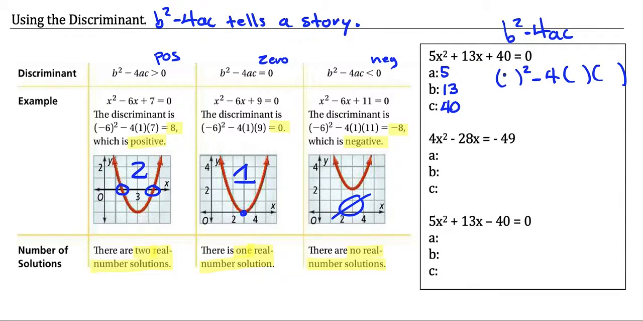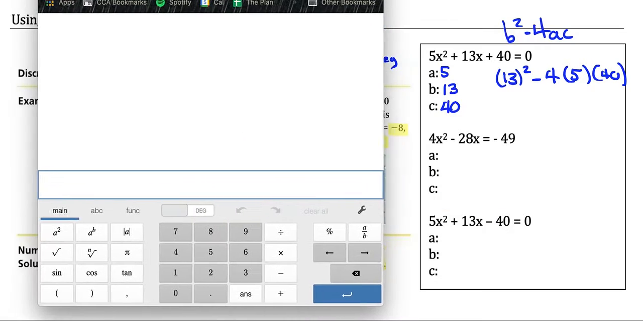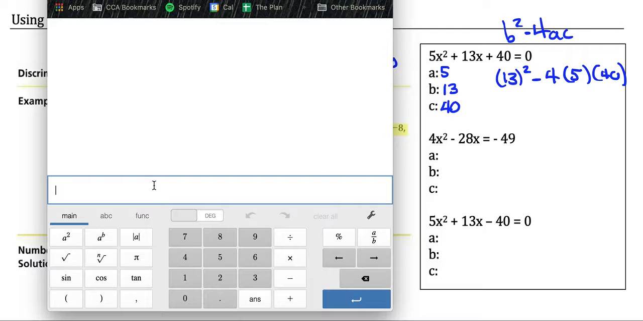So 13 squared, b squared. Remember, b always goes first. Yes, it's a, b, c, and 1, 2, 3 blanks. So don't just be a robot and go in the sequential order. Go in the correct order. The a value is 5, and the c value is 40. So here's the beautiful thing. Once you have it written out that way, you can just dump it right into the calculator, and you'll get yourself an answer.